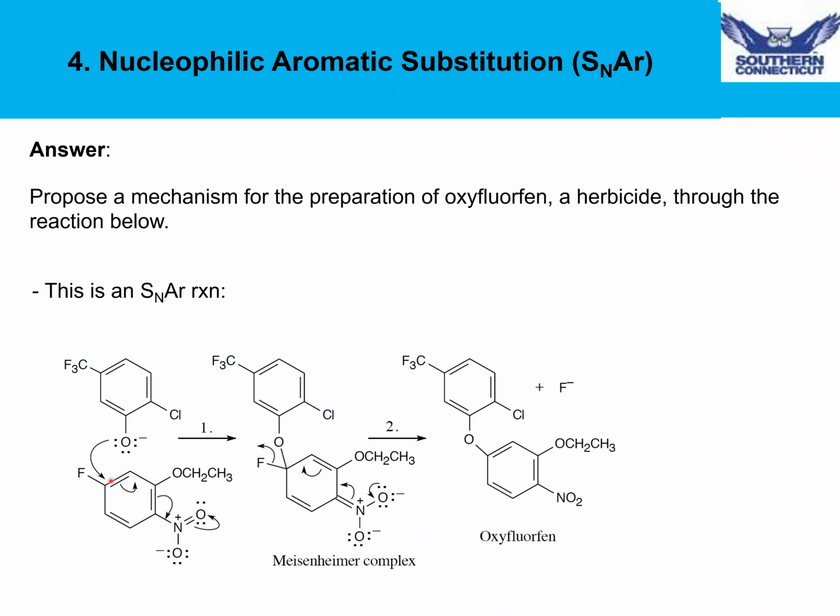This ring is activated for the nucleophilic aromatic substitution reaction by the fact that it has a para-nitro group, as well as having this fluoride, which is a very good leaving group for this reaction. After the addition of the phenoxide ion to this carbon, we have created the Meisenheimer complex, which will then proceed to eliminate the fluoride and reform the aromatic ring.